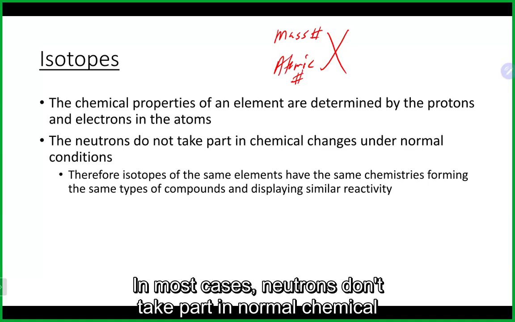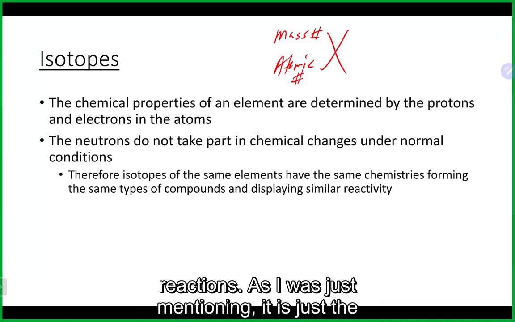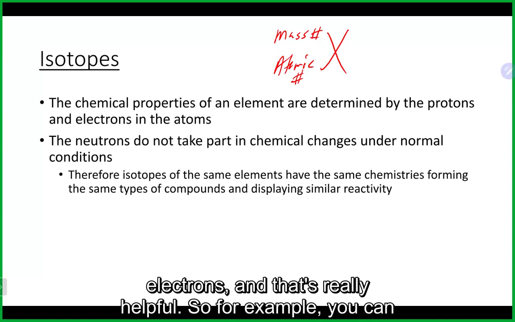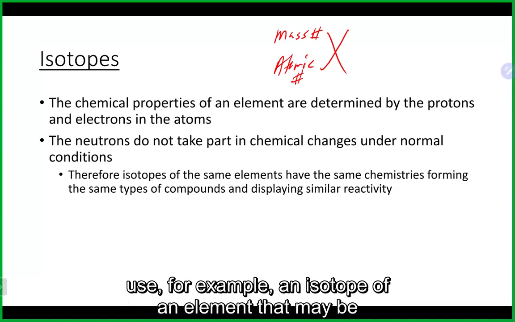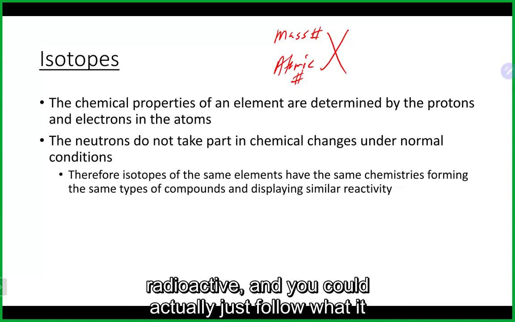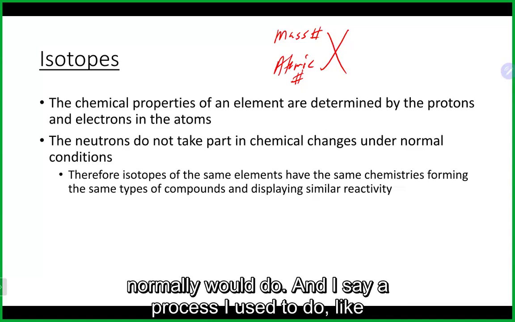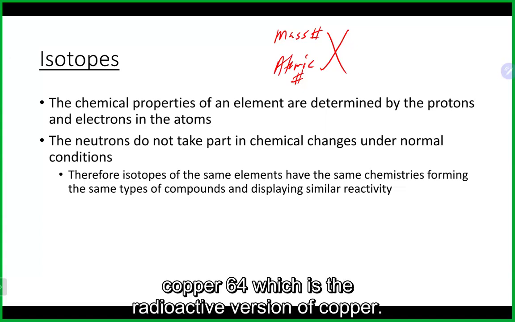In most cases, neutrons don't take part in normal chemical reactions, as I was just mentioning. It is just the electrons, and that's really helpful. So for example, you can use an isotope of an element that may be radioactive, and you could actually just follow what it normally would do in, say, a process. I used to do copper-64, which is the radioactive version of copper.